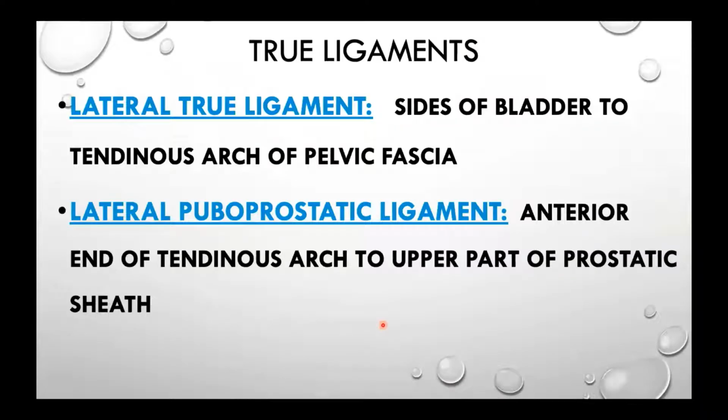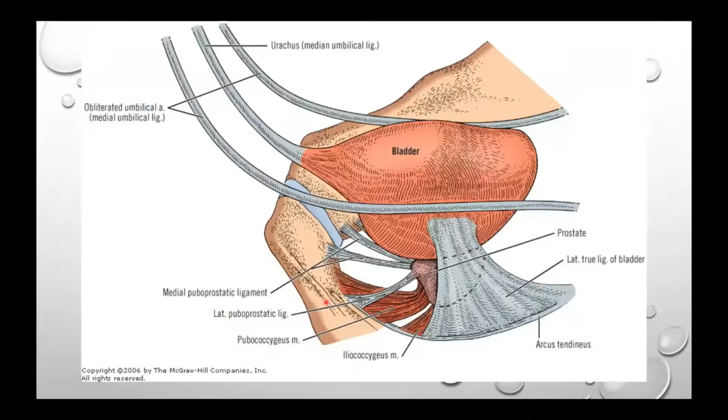Coming to the explanation of each ligament, the lateral true ligaments attach from the sides of the bladder to the tendinous arch of the pelvic fascia, and the lateral puboprostatic ligament attaches the anterior end of the tendinous arch to the upper part of the prostatic sheath. You can see here, this is the tendinous arch, this is the anterior end, this is the posterior end, and from the anterior end to the prostate gland is the lateral puboprostatic ligament.